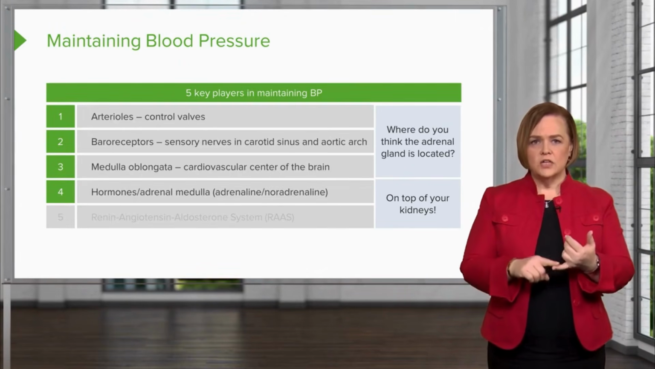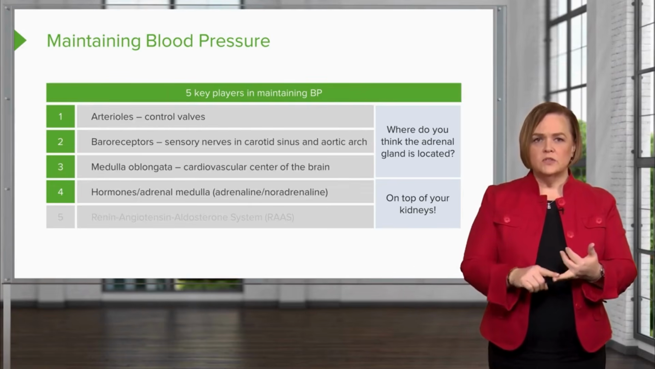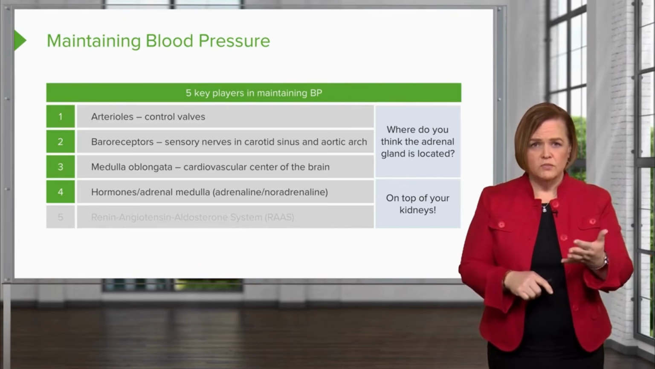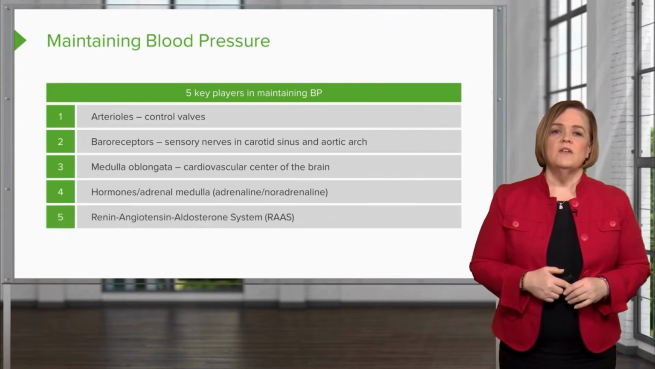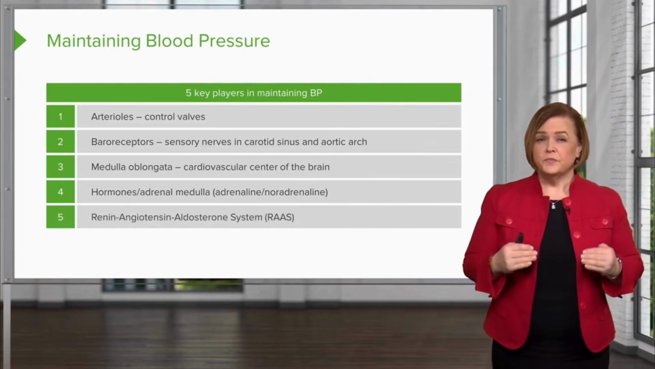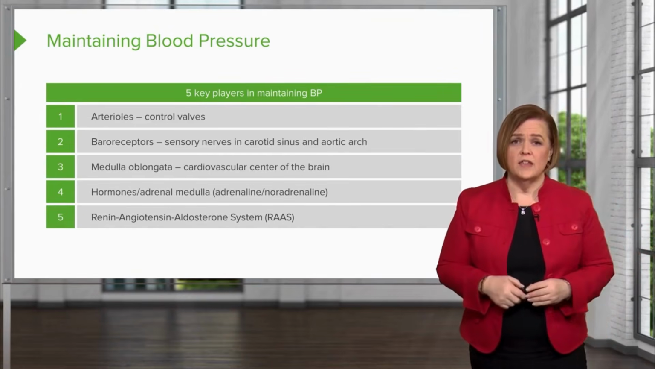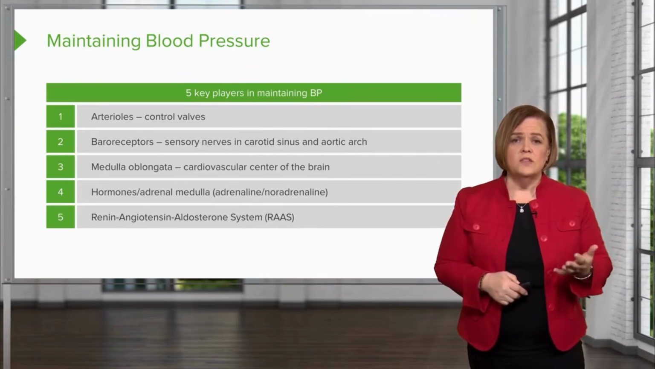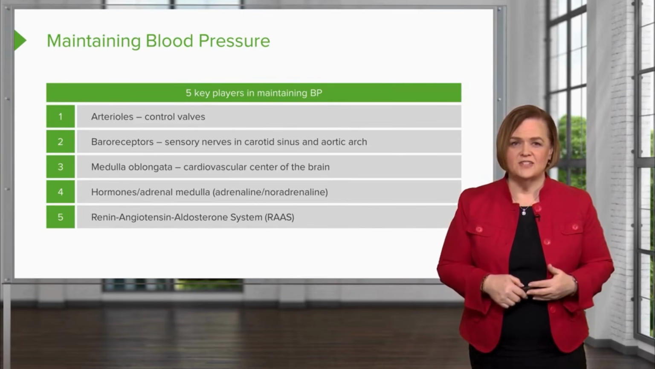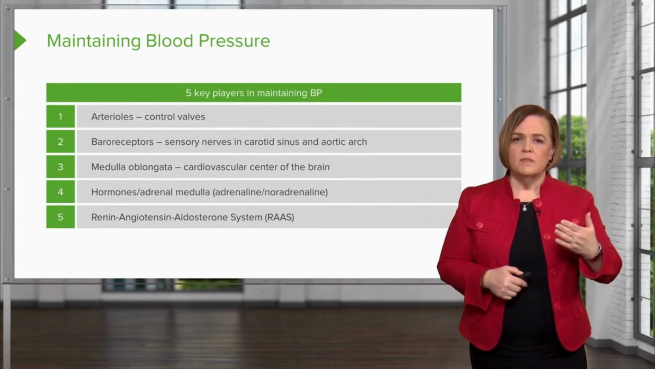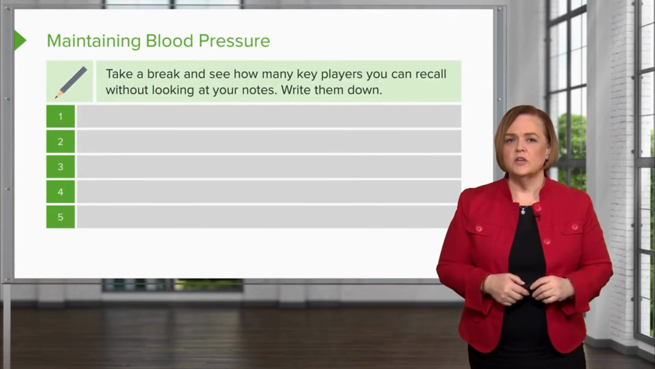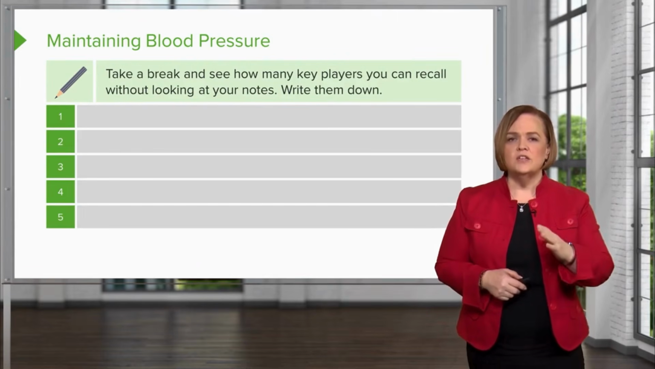Okay, so we've got arterioles, baroreceptors, the medulla oblongata, and the hormones from the adrenal medulla. Finally, you've got the renin, angiotensin, aldosterone system. And we're going to dig deeper into that in the upcoming parts of the video. We'll call it the RAS just for short because some of these mouthfuls take a lot of time just to say. But I want you to stop, pause the video, see how many of these 5 key players you can recall without looking at your notes, and try to write them down.